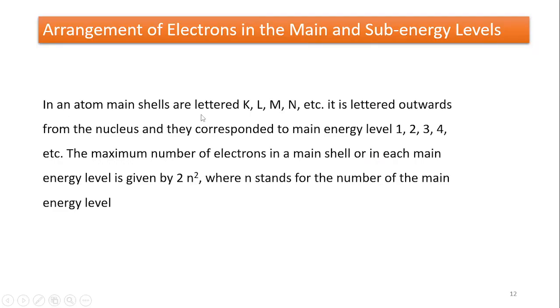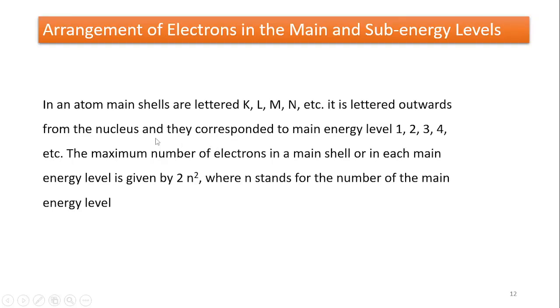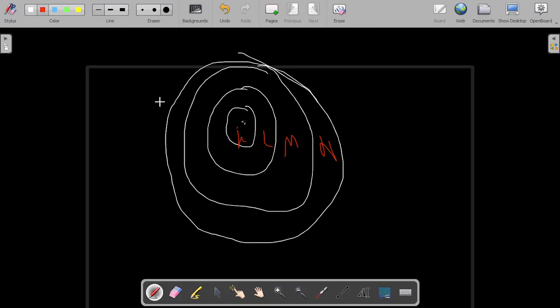So atomic shells are lettered K, L, M, N. They are lettered outwards from the nucleus. So here is the nucleus. They correspond to the main energy levels 1, 2, 3, 4. So we need to understand that these main shells, K, L, M, N, correspond to the main energy levels, which indicates 1, 2, 3, and 4.